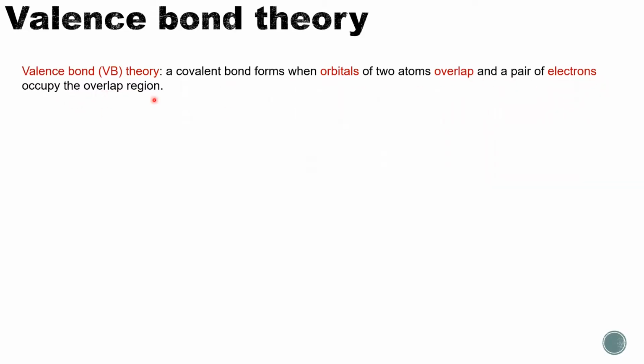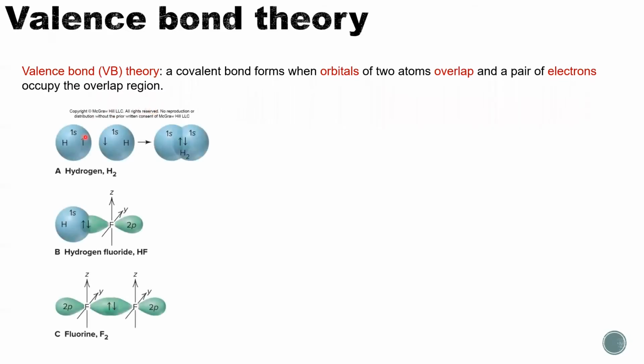occupy the overlap region. So for example, for hydrogen, each atom has a 1s orbital. When these two 1s orbitals overlap, the unpaired electrons from each atom form a paired electron in the overlap region, and then they form a bond, and we have this hydrogen bond. The same thing with hydrogen fluoride.